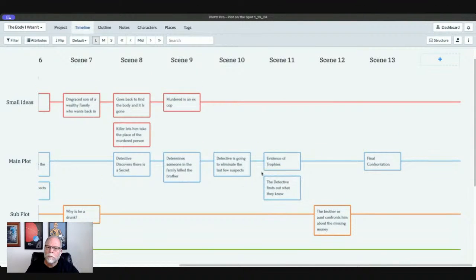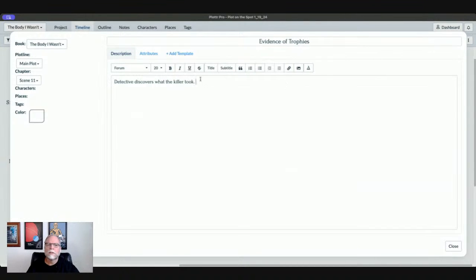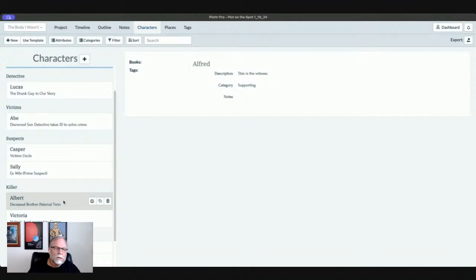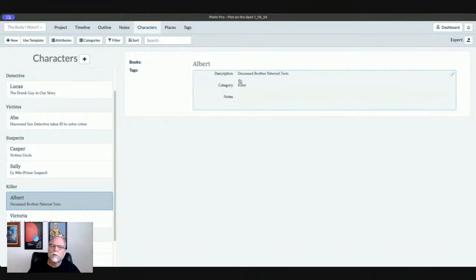So, evidence of trophies. And let's say he finds some at the live brother's house. Okay, and let's go clear this up under characters as well. Drunk enters story. Takes ID to solve crime. Suspect. Casper. Killer. Deceased brothers.